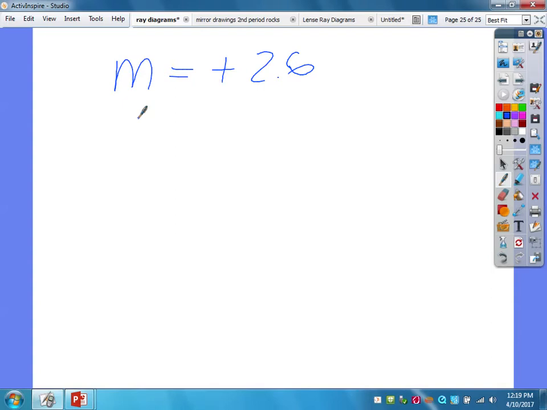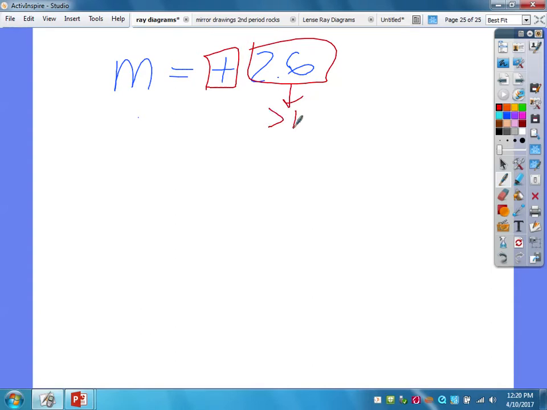The magnification was positive 2.6, and there's no units for magnification. We'll go over that again as well. That means you know two things about the image. One, you look at the positive sign and the number separately.